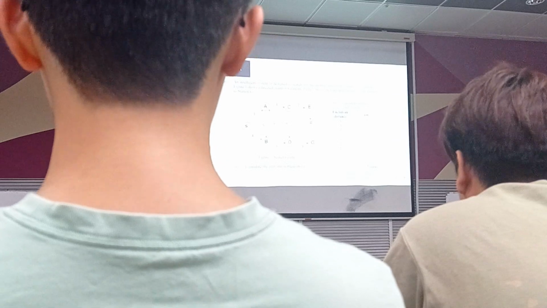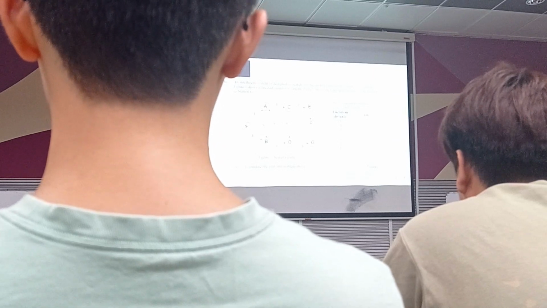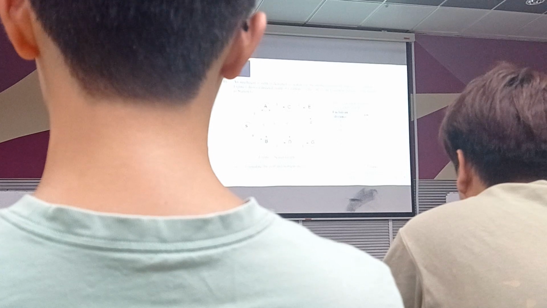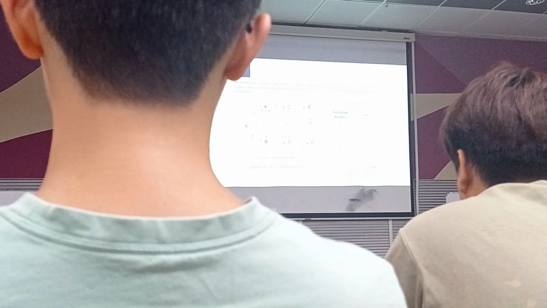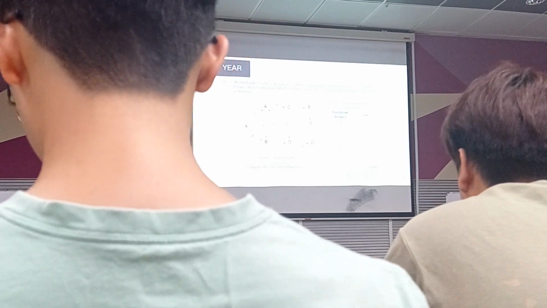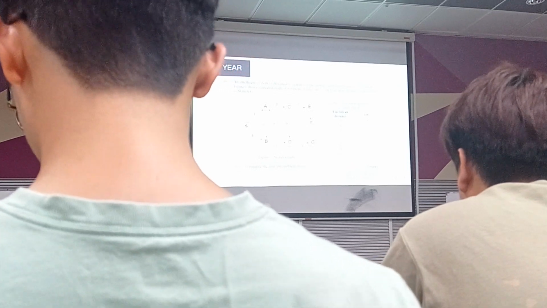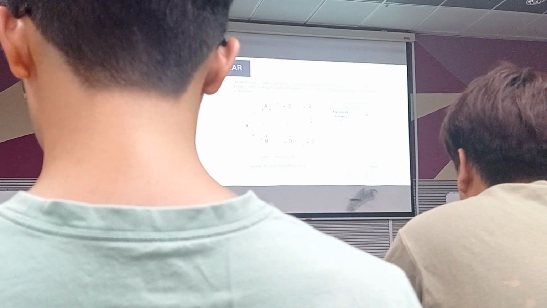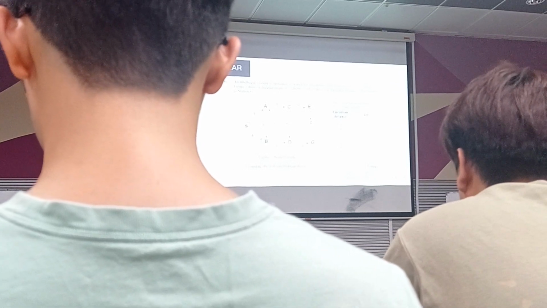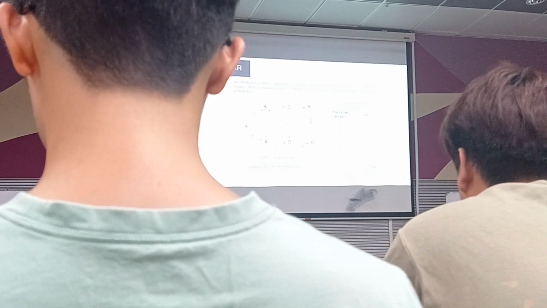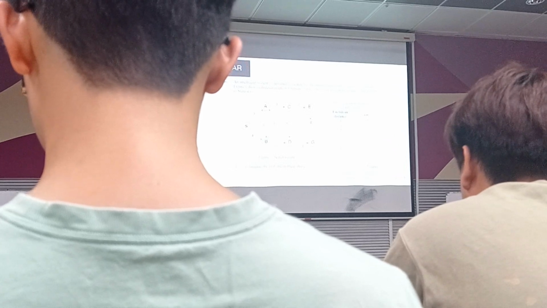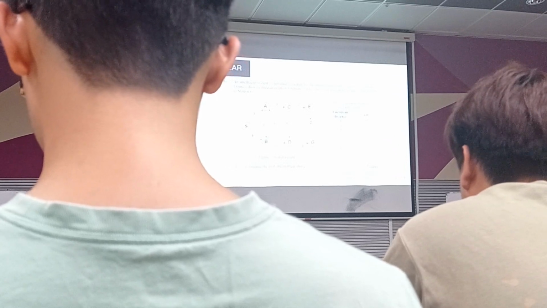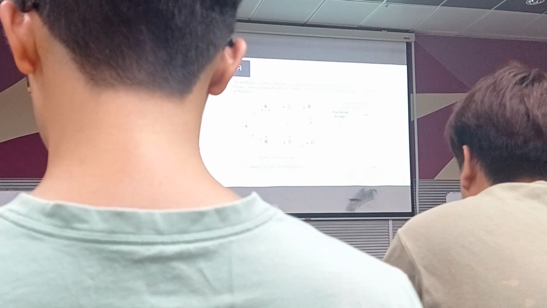D can go to A and G. E can go to F. A can go to B and C again, and so on and so forth. So you found out that you are actually trapped inside a loop, right?